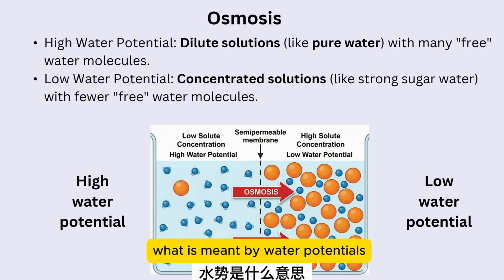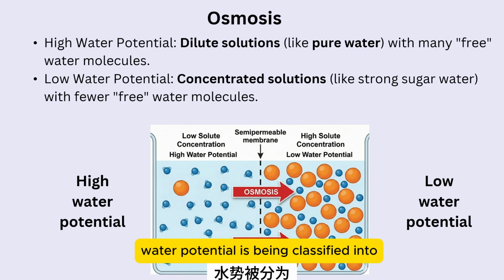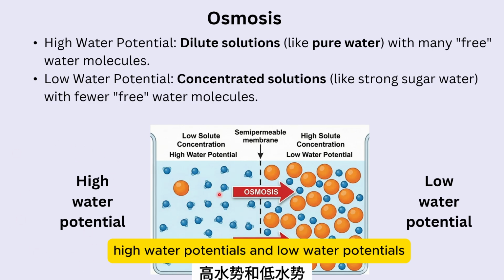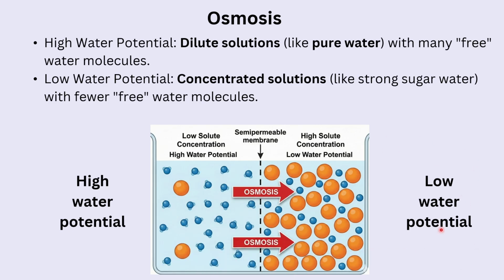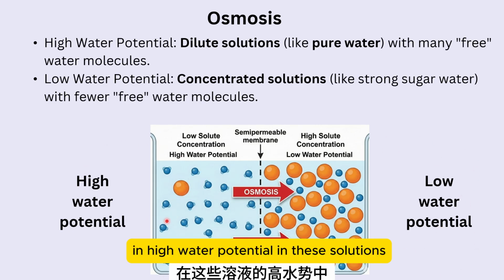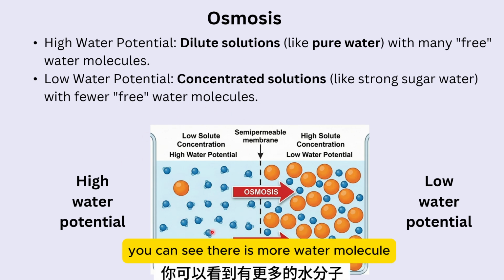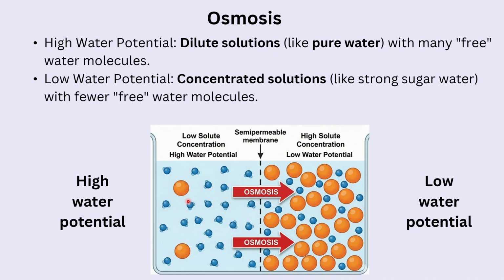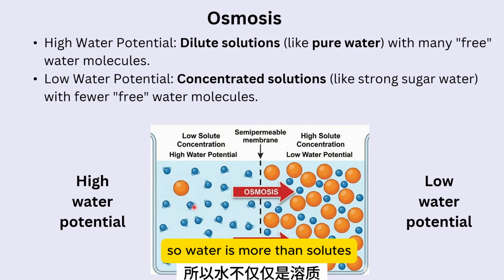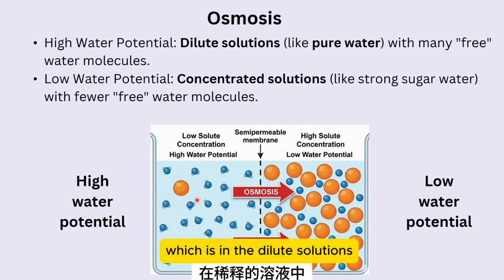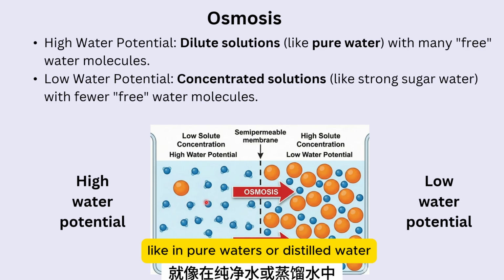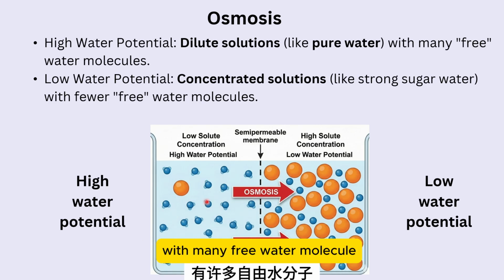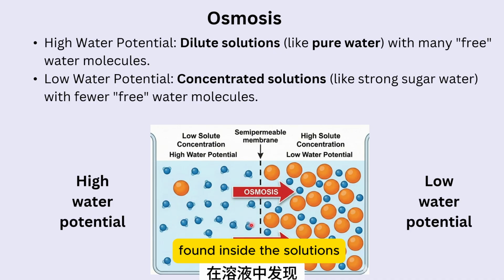What is meant by water potential? Water potential is classified into high water potential and low water potential. In high water potential solutions, you can see there are more water molecules compared to the solid particles. So water is more than solids, which is found in dilute solutions, like pure water or distilled water, with many free water molecules found inside the solutions.